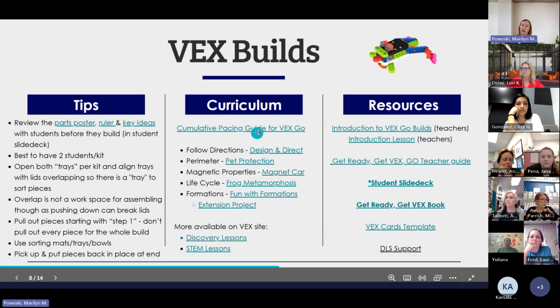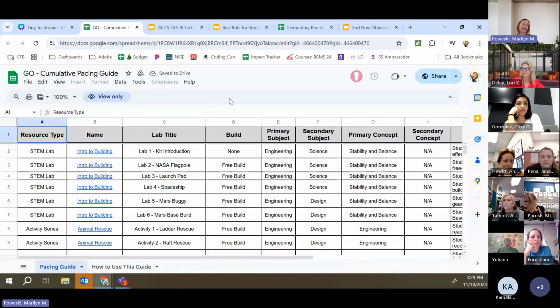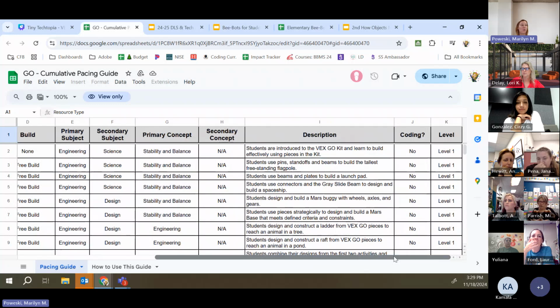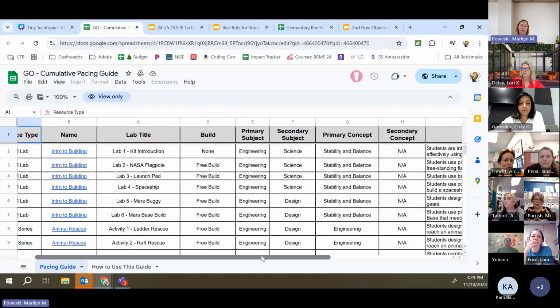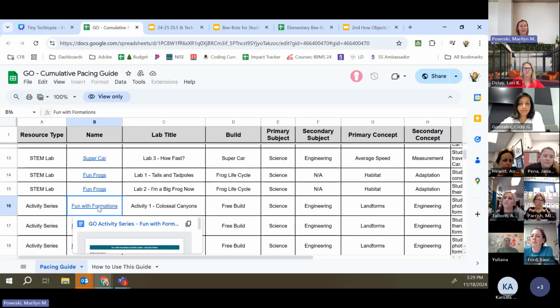We do have, and this was not made by us, but it is available, this cumulative pacing guide. It's essentially something that VEX put together. It lists the subject, the secondary subject, what type of build it has, what the description is, whether it is coding or not coding, and what level somebody would need in order to do this activity. I think I've got mostly lower grade levels, maybe a couple of fourth grade on this call, but this one, Fun with Formations, I'll highlight.